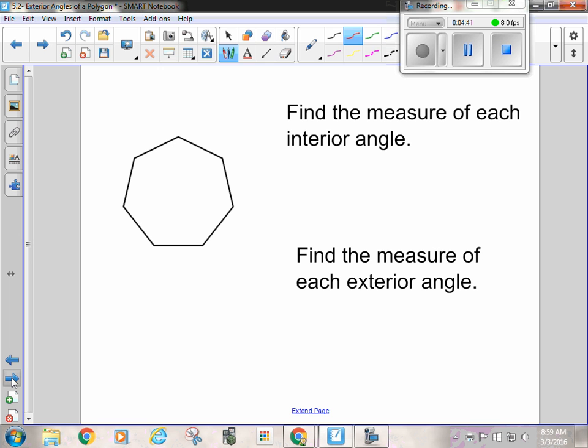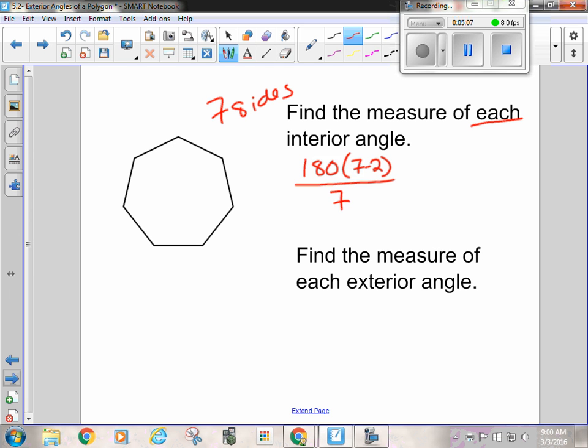Find the measure of each interior angle. First, we need to discover how many sides it has. It has 7 sides, so it's a heptagon. So I'm going to take and plug it into my formula. And it's each individual interior angle, so I'm going to divide it by the number of sides I have.